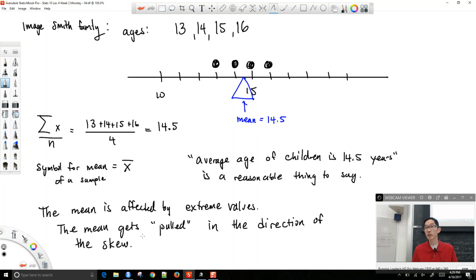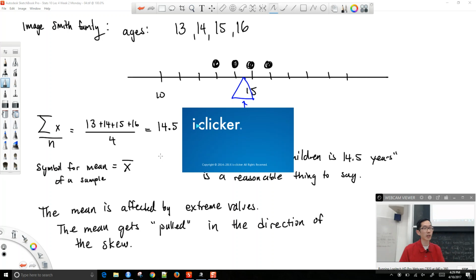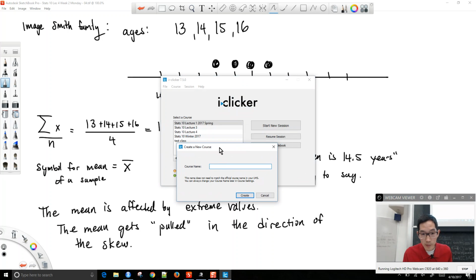Is this okay? All right. I'm sure you've seen the mean as far as calculating it, but now I've given you a conceptual definition. All right, let's run the clicker, and today will be mostly a kind of a test day. Now I have to set up this class. Stats 10, lecture 4.